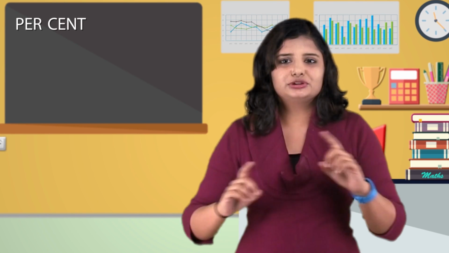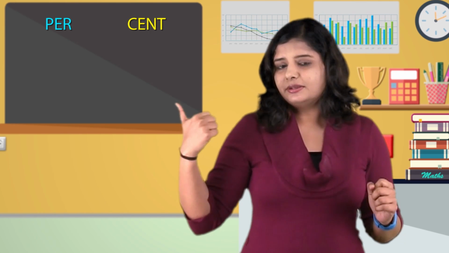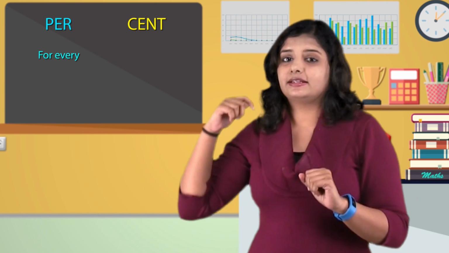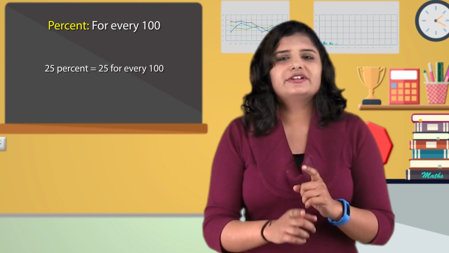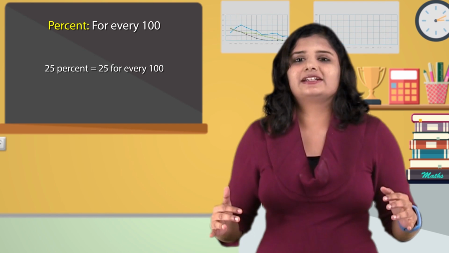See, you do get to use maths in your real life, especially the concept we are going to learn about today, percentages. What is a percent? Percent is formed from two Latin words, per and cent. Per meaning for every, like two chocolates per person. And cent meaning 100. So percent means for every 100. So when you say 25%, it means 25 for every 100.